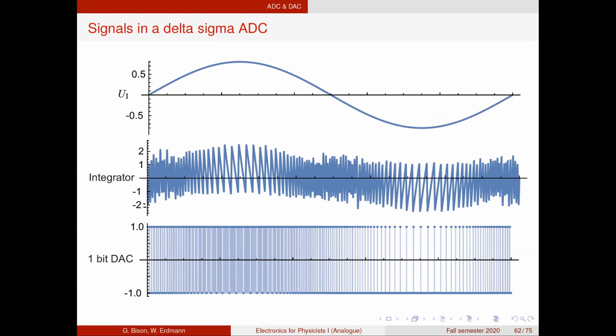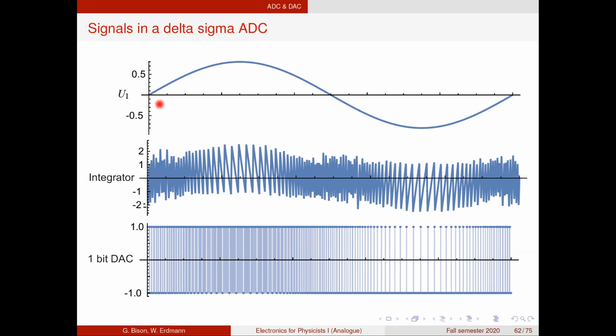And so the integrator charges up with a 1 volt signal, integrates this 1 volt signal. Then as soon as we hit the threshold, we switch to minus 1 volt. And then it goes from the value that it had with the same slope down until we hit the negative threshold. Then we switch again to plus 1 volt and so on.